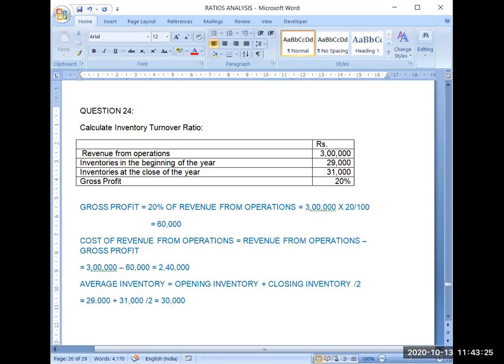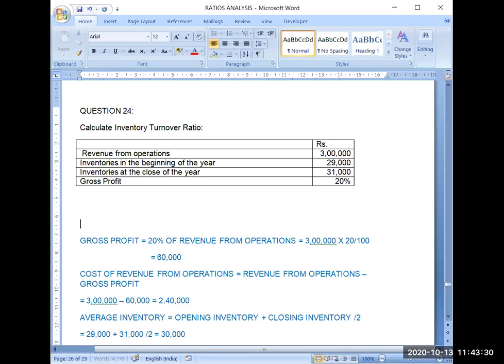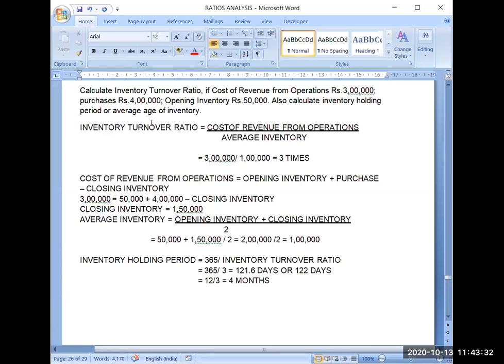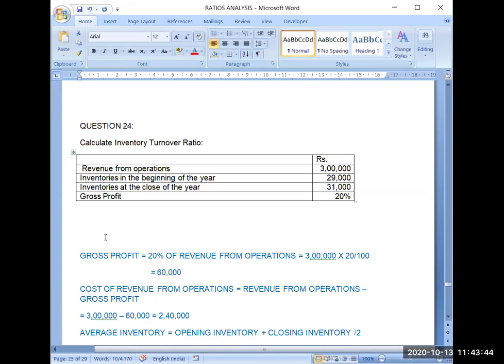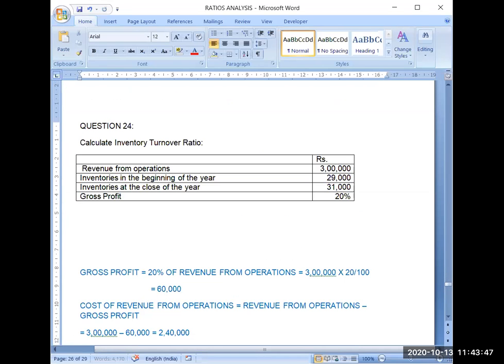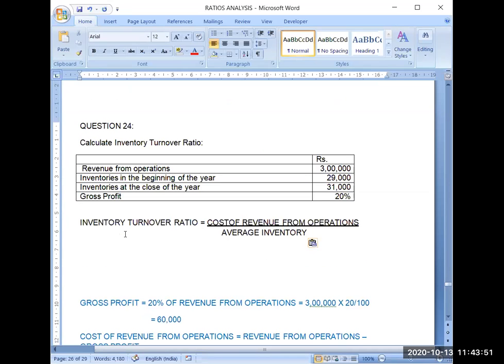So now if I calculate inventory turnover ratio, formula is cost of revenue from operations upon average inventory. The more and more you will recite the formula, you will write it with your hand, you will be able to remember these formulas over the time. Only practice is the key source of this.